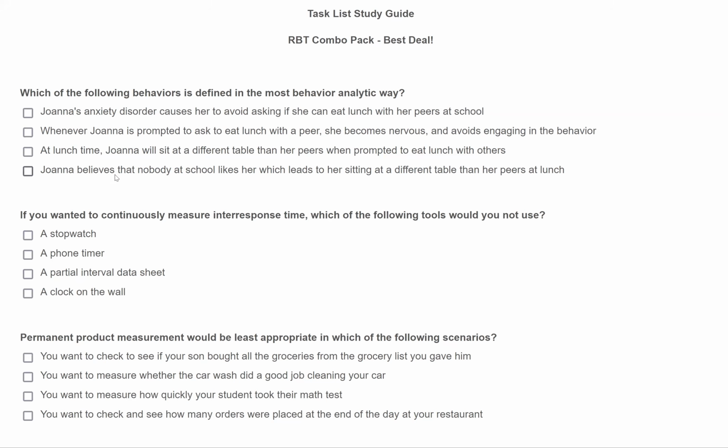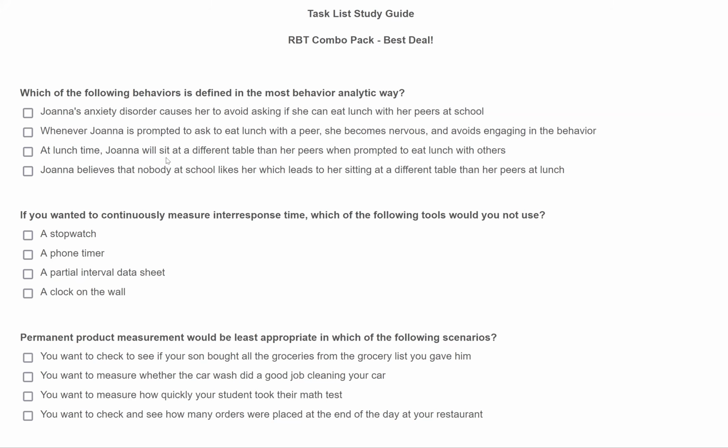Let's check D. Joanna believes that nobody at school likes her, which leads to her sitting at a different table than her peers at lunch. All right. Believes nobody at school likes her. Beliefs. Why? This might be true, right? She might actually believe this. But a belief can't be observed and it can't be measured consistently.